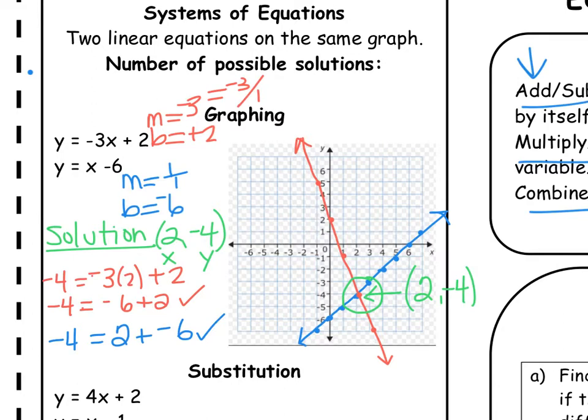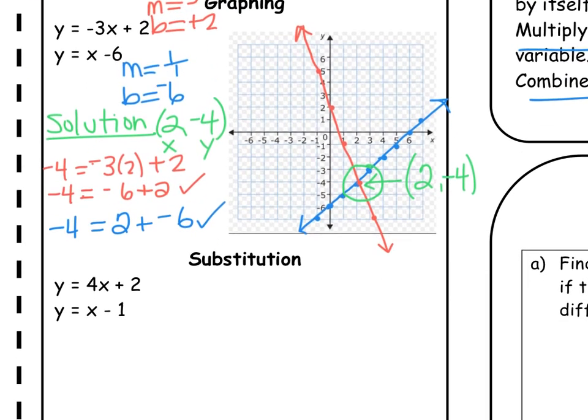So we know our solution, this point right here, is a solution to this system of equations, and it's the only solution that works. But also keep in mind, we do have systems of equations that have no solution, which are parallel lines, and systems of equations which have infinite solutions, which turn out to be the same line.